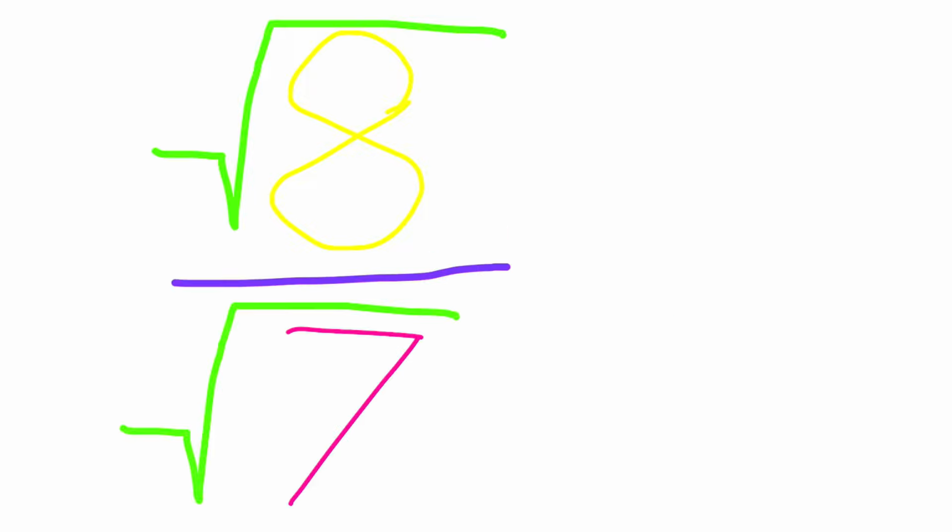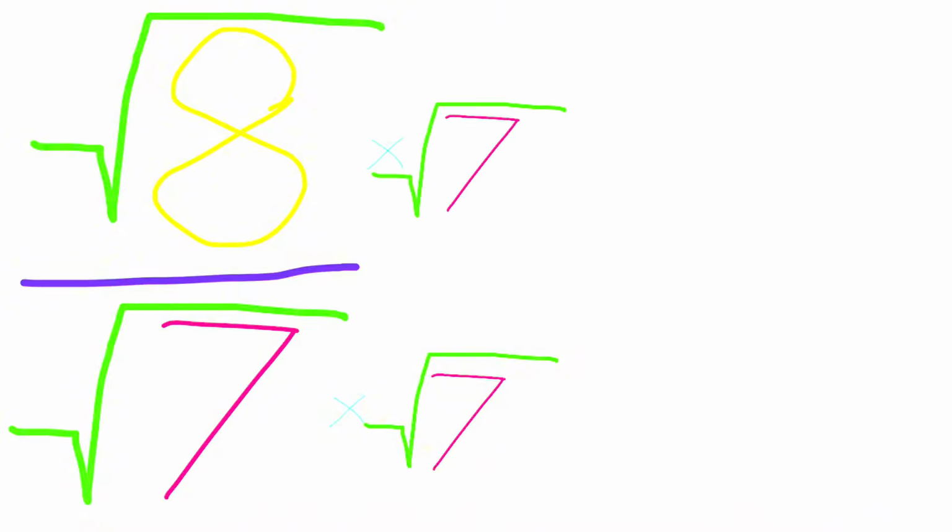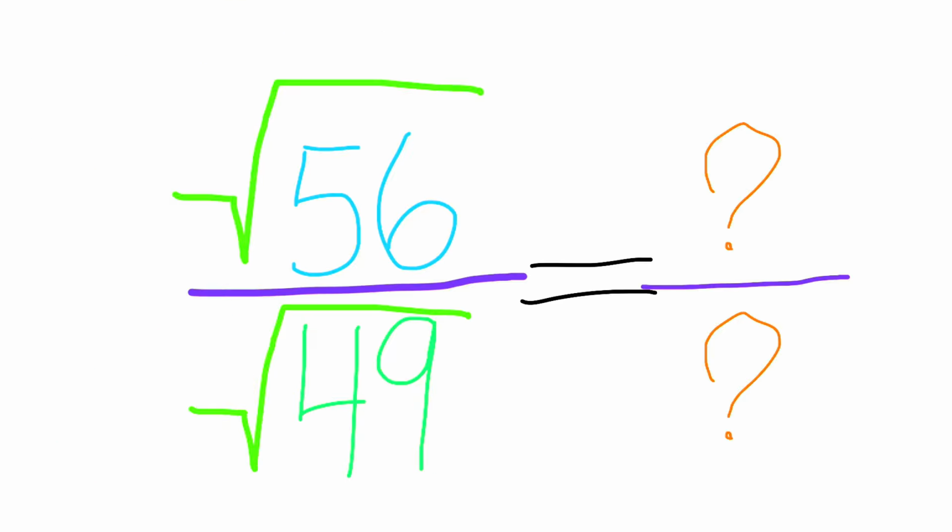When you divide with radicals, most of the time the radicands won't be the same or can't multiply or divide into each other. For example, square root of 8 divided by the square root of 7. We multiply the square root of 7 by itself, but what you do to the bottom, you must do to the top. So square root of 8 times square root of 7. You now have square root of 56 over square root of 49.